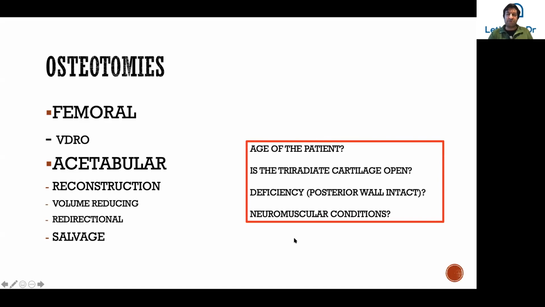And my choice of osteotomy, I look at a number of different factors. I look at the age of the patient. Is the triradiate cartilage open? So the triradiate cartilage typically closes at 12 for girls, 14 for boys. And remember that the symphysis pubis is not as mobile in older children. Is there any deficiency? And in particular, is the posterior wall intact? And are there any underlying neuromuscular conditions? Those are the kind of factors that I'm thinking of in my head in terms of my choice of osteotomy.